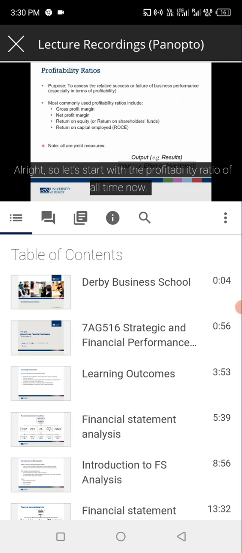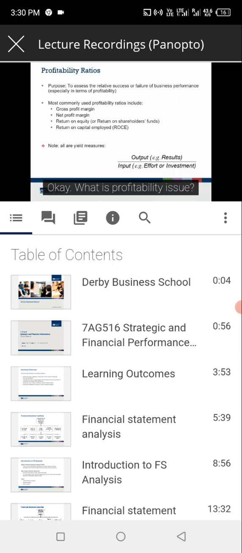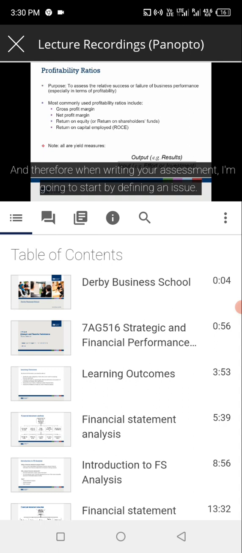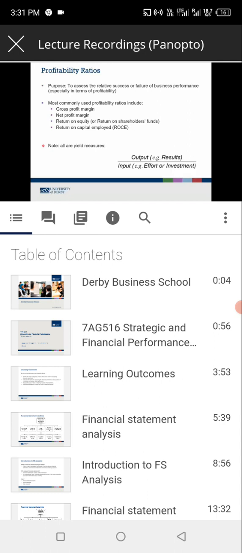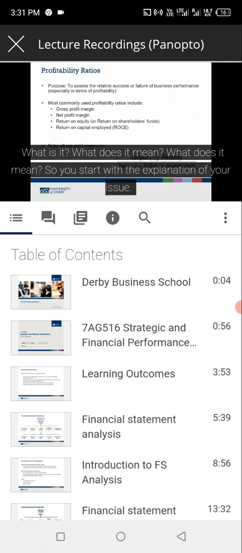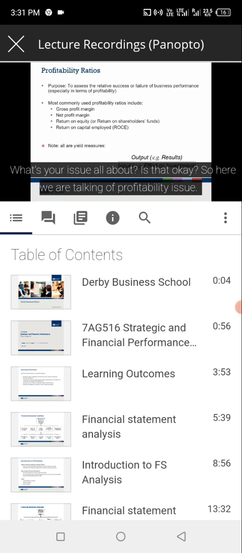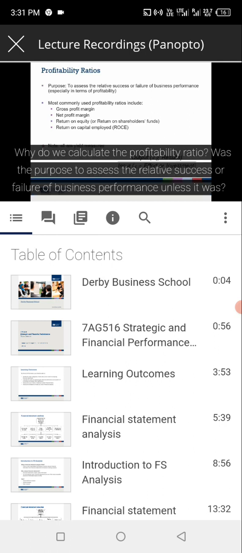Our time now. What is a profitability ratio? And therefore, when writing your assessment, I will expect you to start by defining your ratio. What does it mean? What does it measure? So you will start with the explanation of your ratio. What's your ratio all about? Here, we are talking of profitability ratio. Why do we calculate the profitability ratio? What's the purpose? To assess the relative success or failure of business performance.